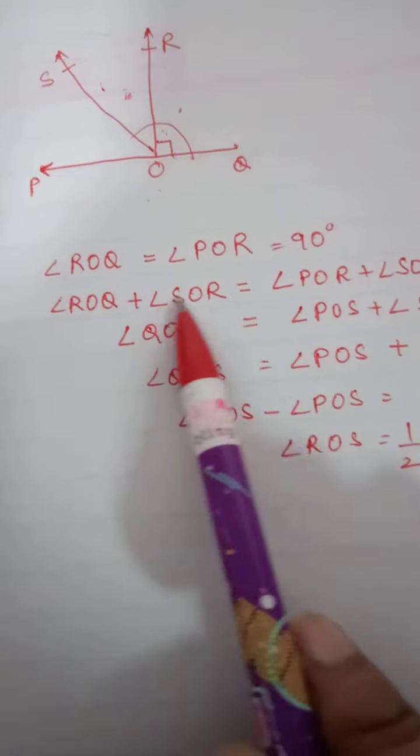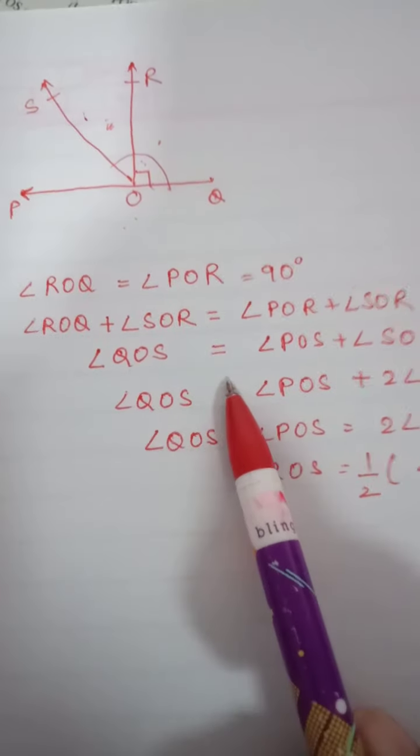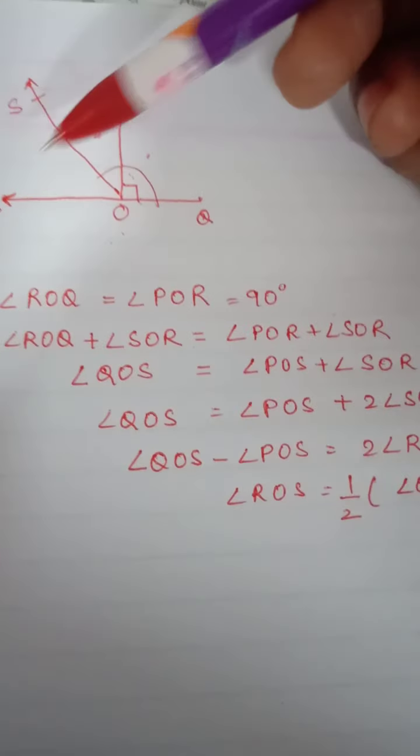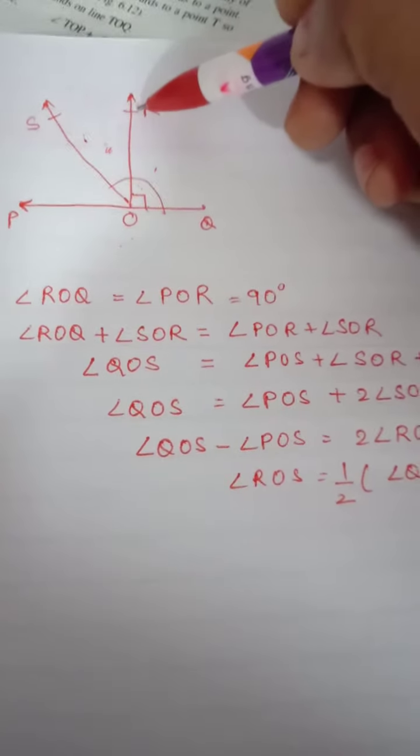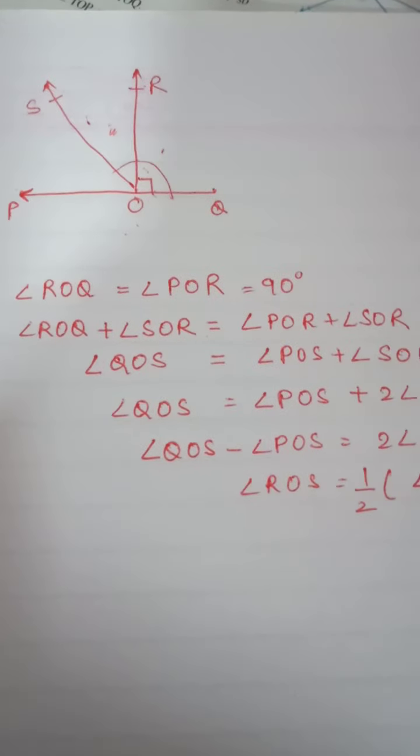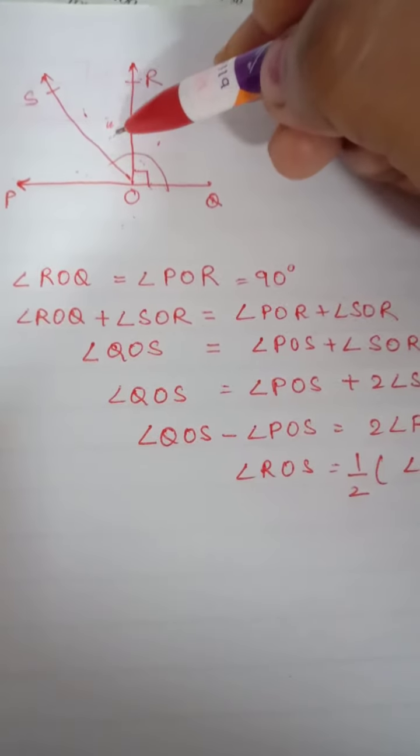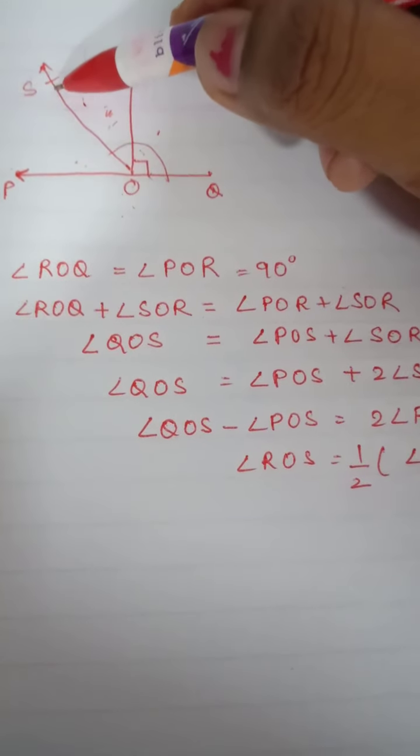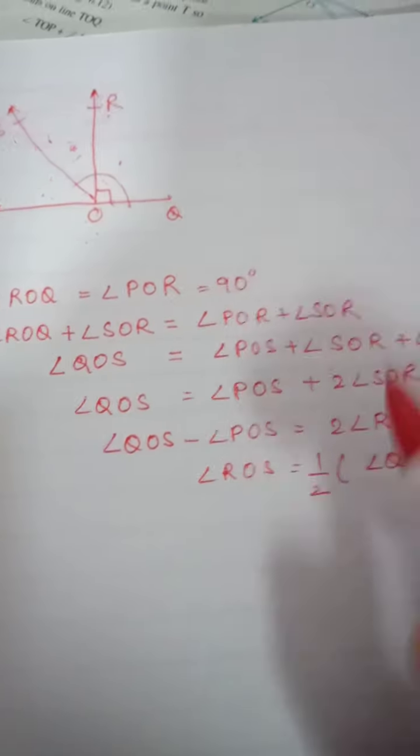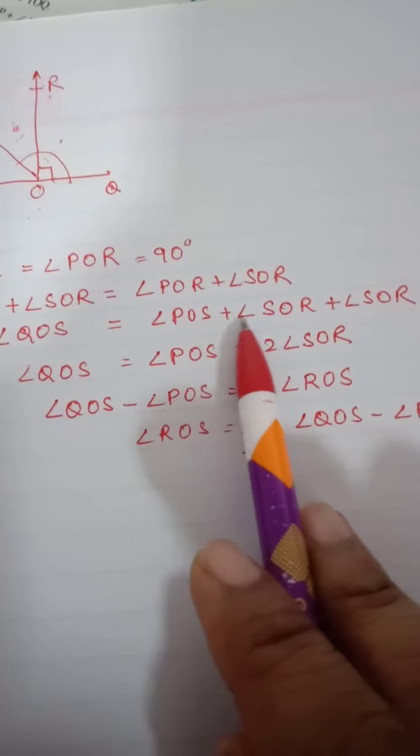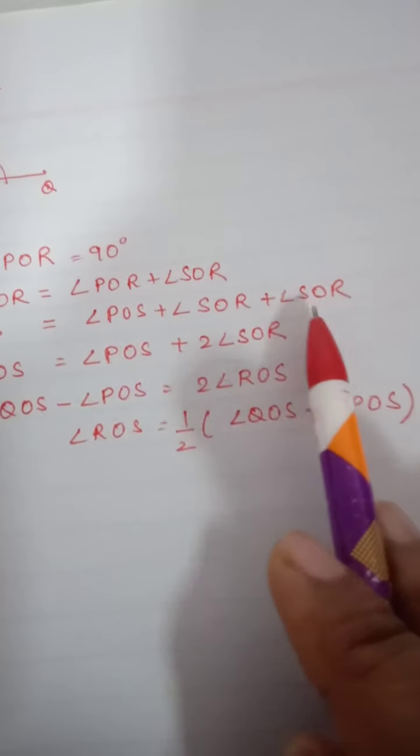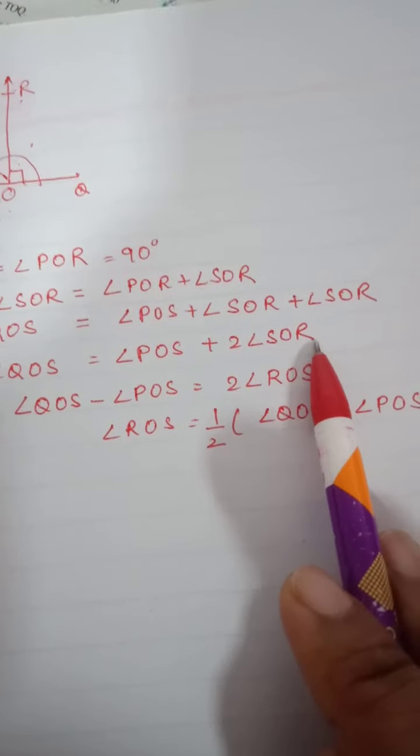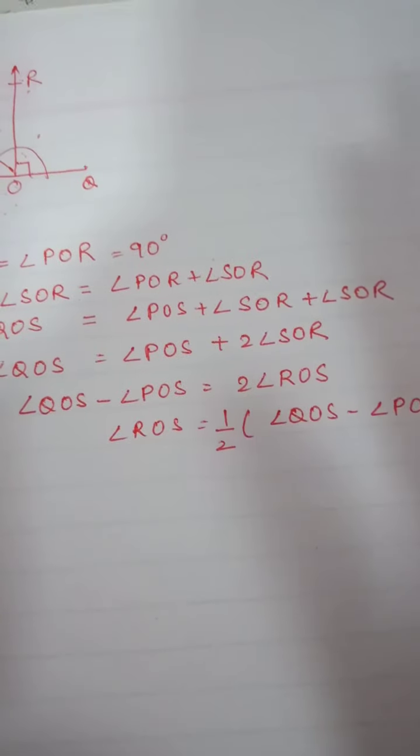So in place of this, we can write QOS, which is equal to, now what we have to write, POR. But in the proof, we don't need POR, so we divide this into two parts. Okay, we can write POR as angle POS plus SOR, and this angle SOR is over here. Now angle SOR became two angle SOR. You can write ROS, so don't be confused.